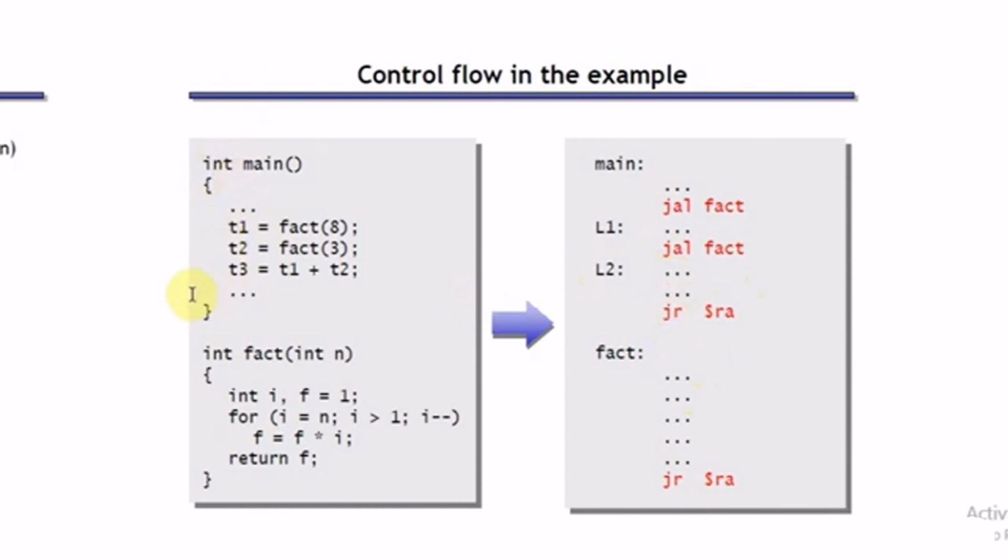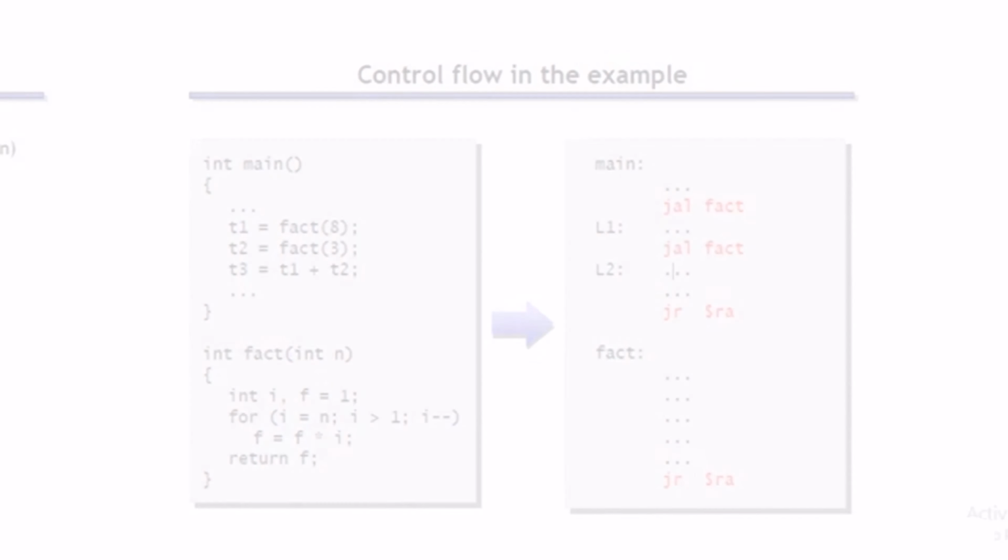Also, as you know, the main function is also a function. Here we can use jump register, $ra, at the end of the program in order to come back to the operating system. But it's not necessary for now.